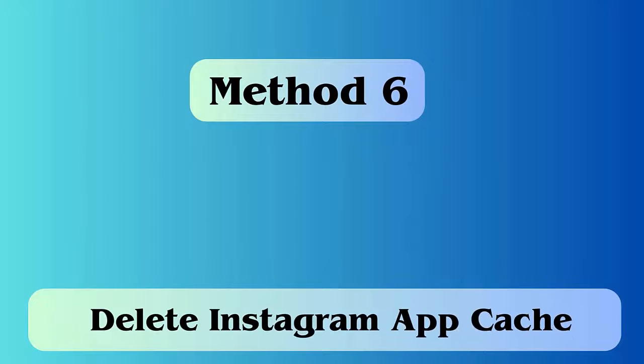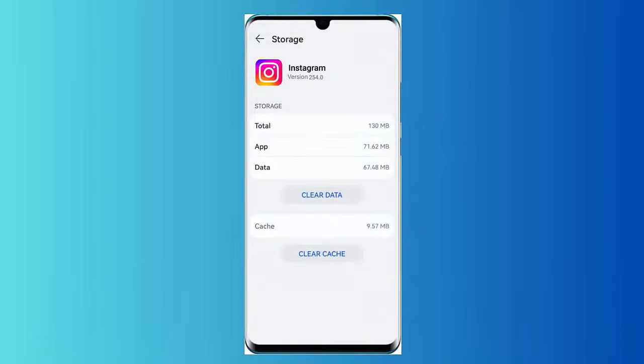Method 6, delete Instagram app cache. Here are the steps. First, open settings, click on apps, apps management. Now, find the Instagram app. Next, click it and open storage. Here, choose clear data and then the clear cache option.